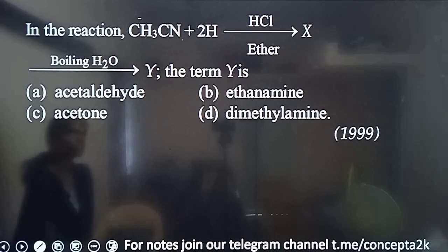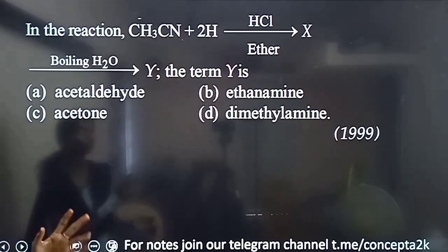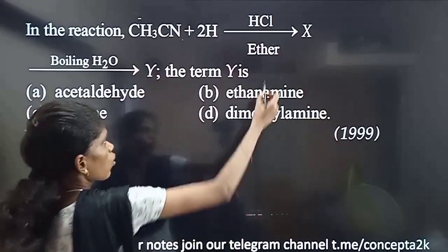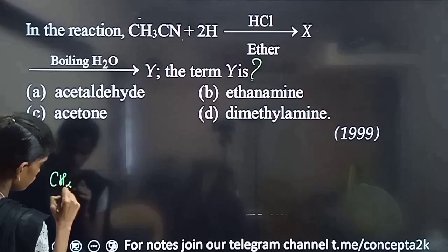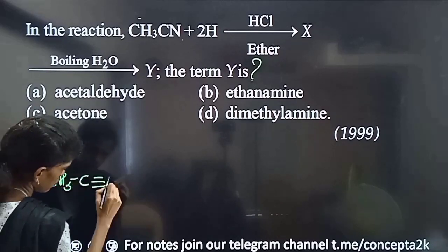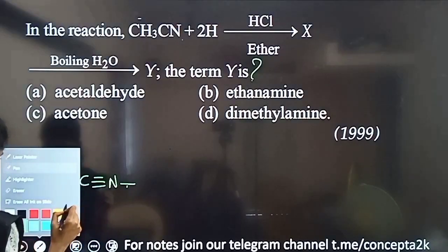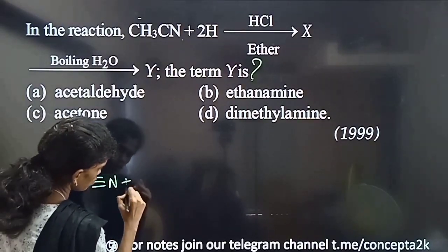In the reaction CH3CN plus 2H in presence of HCl ether gives X, and it is treated with boiling water and it gives Y. The term Y is water. Okay, so CH3CN, just 2H.